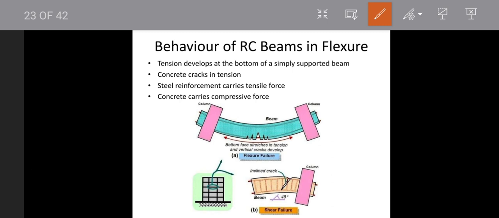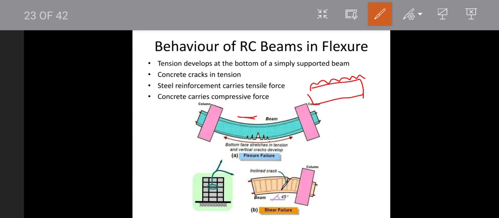So the behavior of RC beams in flexure. If you consider a beam like this, when you apply a UDL load on the top, the beam will bend like this. That is, flexure is nothing but bending of the beam. So in this, the tension will develop at the bottom portion and the compression will be created at the top portion. So in order to overcome the tensile stress or tensile cracks at the bottom, we will provide the reinforcement. So this steel reinforcement will carry the tensile force at the bottom and the concrete will withstand the compressive load at the top.